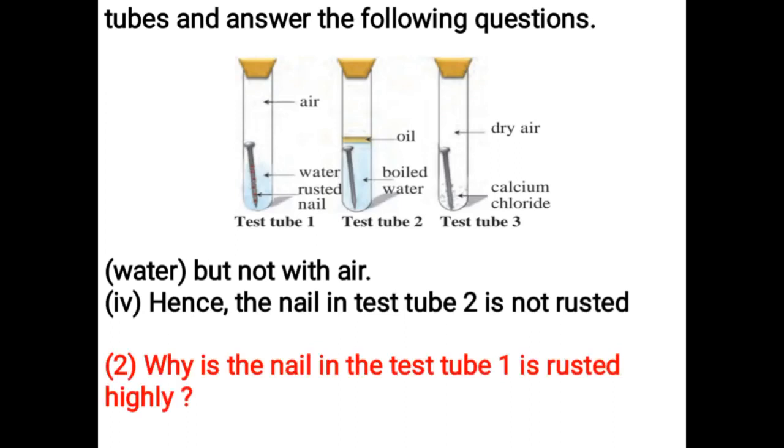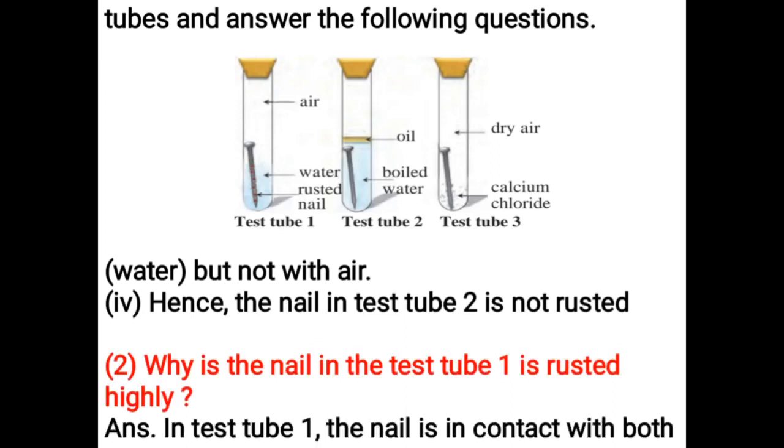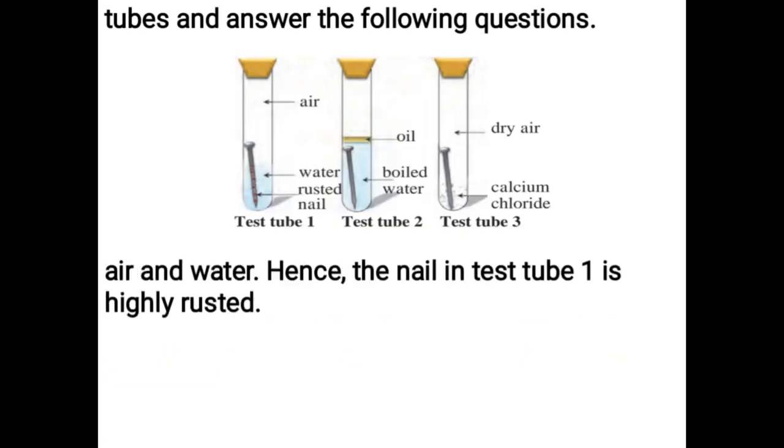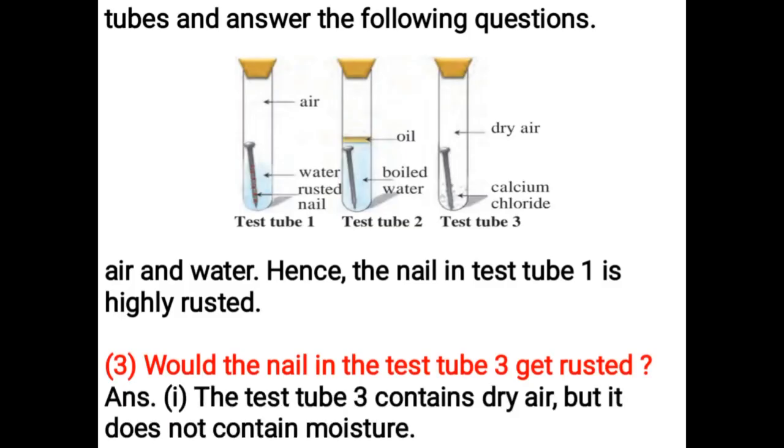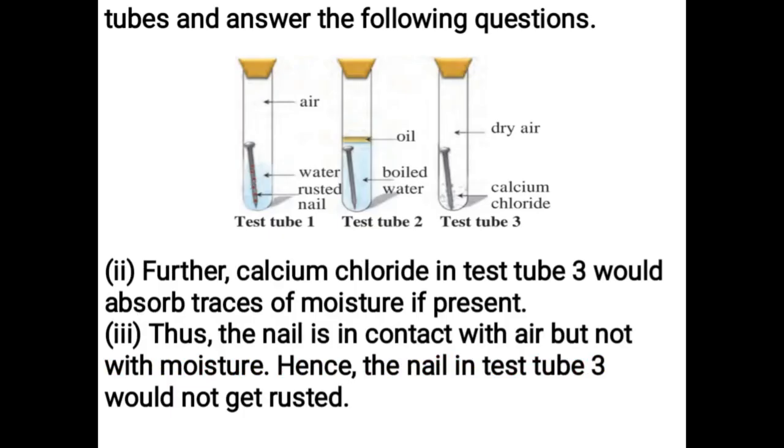Why is the nail in test tube 1 rusted highly? In test tube 1, the nail is in contact with both air and water. Hence, the nail in test tube 1 is highly rusted. Would the nail in test tube 3 get rusted? Test tube 3 contains dry air, but it does not contain moisture. Further, calcium chloride in test tube 3 would absorb traces of moisture if present. Thus, the nail is in contact with air but not with moisture. Hence, the nail in test tube 3 would not get rusted.